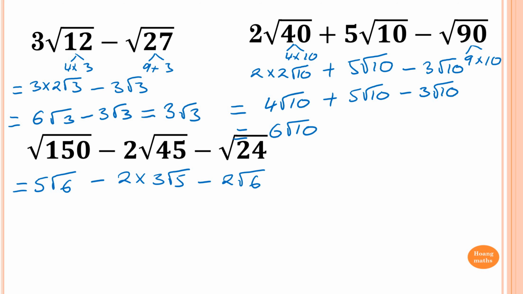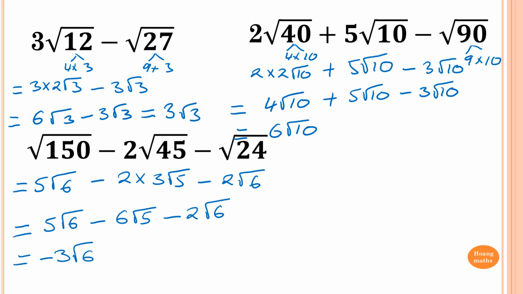If you're not sure, just write underneath the number and you can see it. So now, which is equal to 5 square root of 6 minus 6 square root of 5 and minus 2 square root of 6. What I do next is collect like terms. What have I got here? 5 minus 6 is minus 1. Minus 1 minus 2 is minus 3. So minus 3 root 6. Otherwise, just use your calculator: 5 minus 6 minus 2 should give you minus 3.